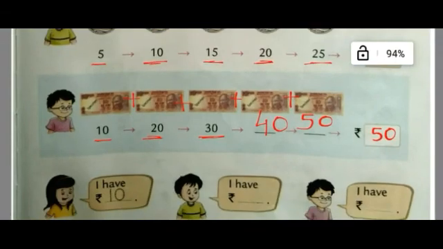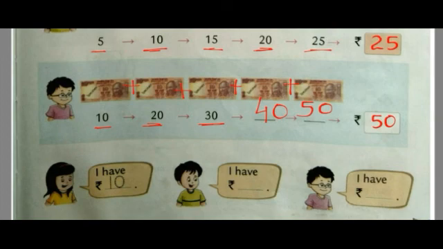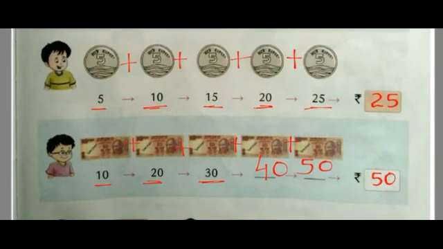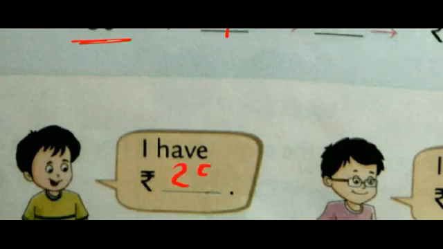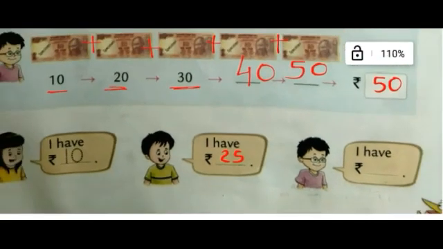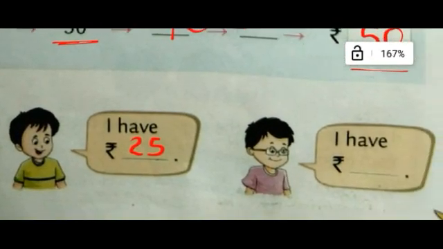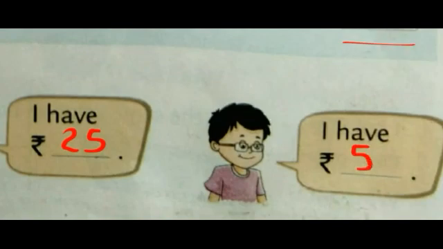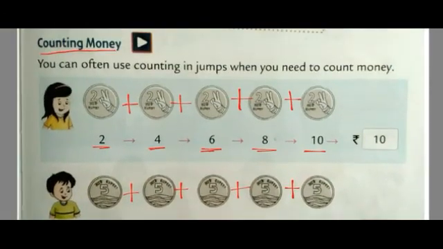Okay. Now we have to tell how much these scholars have. The first one is already done. Now we have to find out the boy with the green shirt, how much amount he has. So he has 25 rupees. So we can write here, he is having 25 rupees with him. And the boy with the pink shirt, how much does he have? 50. So we can write here 50 rupees. Okay, scholars, this is how we can find the total amount by counting in jumps.